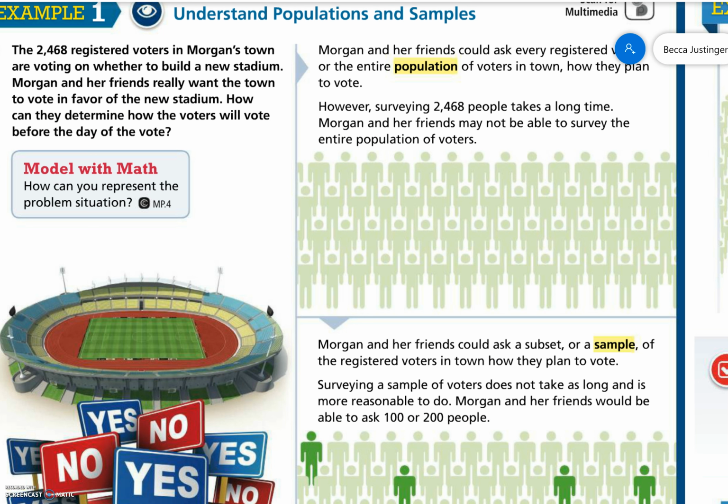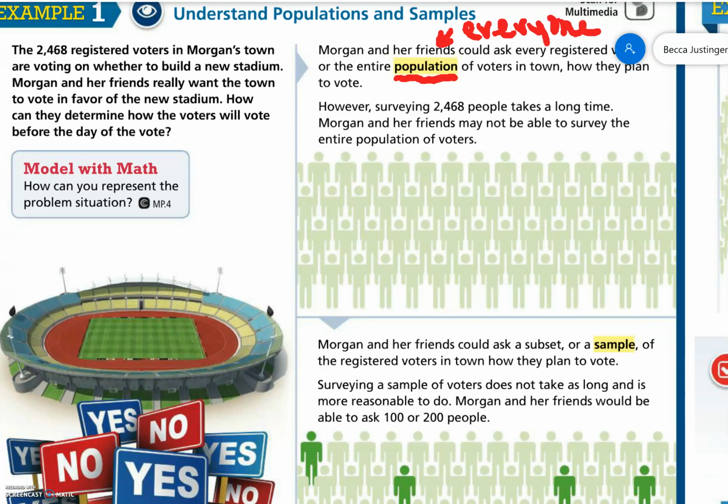So Morgan and her friends could ask every registered voter, or the entire population of voters in town, how they plan to vote. So population, this is one of your vocab words. That is the entire amount of people. So population is everyone. However, surveying 2,468 people takes a long time. Morgan and her friends may not be able to survey the entire population of voters, so we're going to find out what they could do instead.